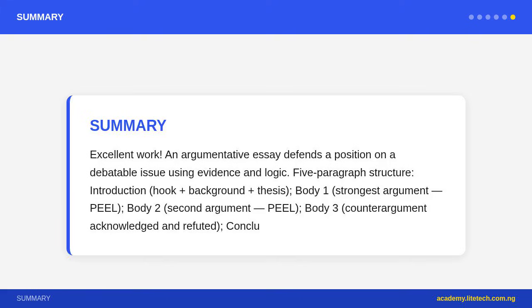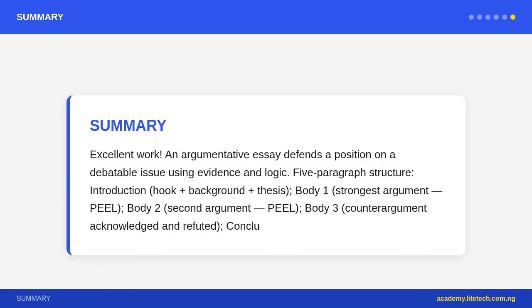Mistake 3: Using emotional language instead of evidence. "This is absolutely terrible and wrong" is not an argument. Provide facts, statistics, and logical reasoning. Mistake 4: A weak or absent thesis. Your thesis tells the reader your entire position in one sentence. Without it, your essay has no direction.